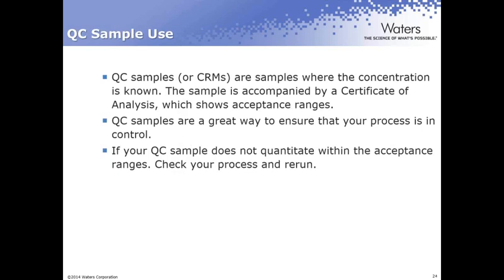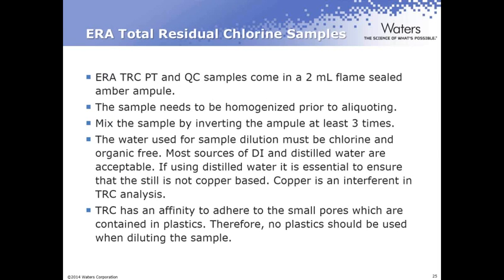So again, I'd like to emphasize the use of QC samples for a robust quality control program. It's a great way to make sure that your analysis on an everyday basis is going to be in control. So if you run your QC samples and you get a value that quantitates outside of the acceptance range, it's telling you that something's wrong with your process. You want to check your process, try to fix what you see that's going wrong, and then rerun your samples.